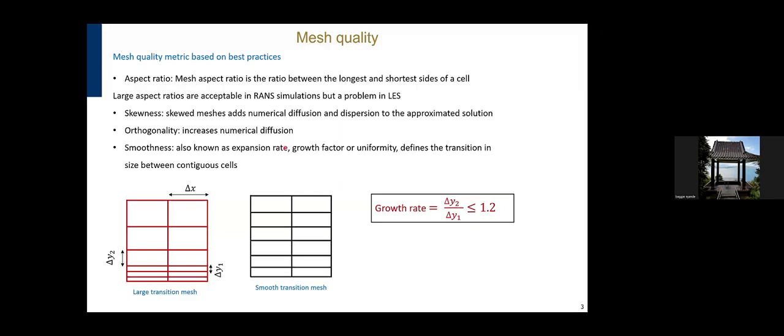to take care of your meshes, for instance. So typically the smoothness of a mesh is referred to by different names, expansion ratio or growth factor. If you are dealing with a different software, for instance, you may see certain names like expansion rate or growth factor. Basically, it's the same thing.